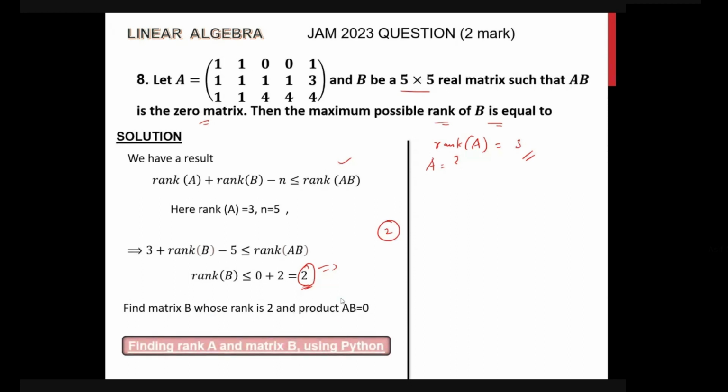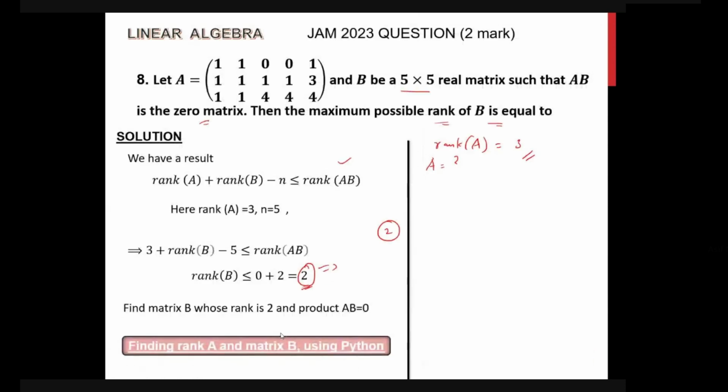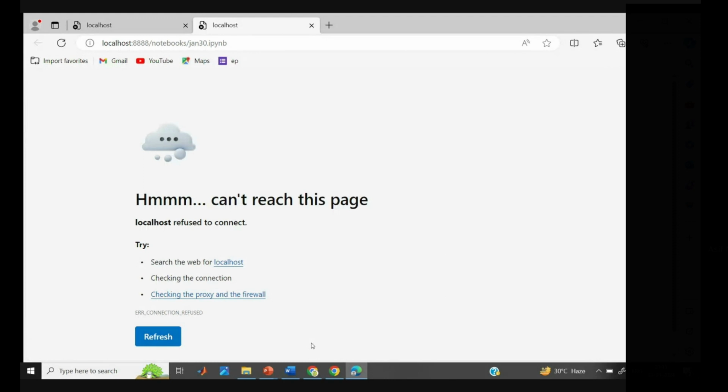So now I'm just showing you, from rank of A being 3, some matrix B using Python. The Python programming language is there. Okay, let me go to Jupyter.